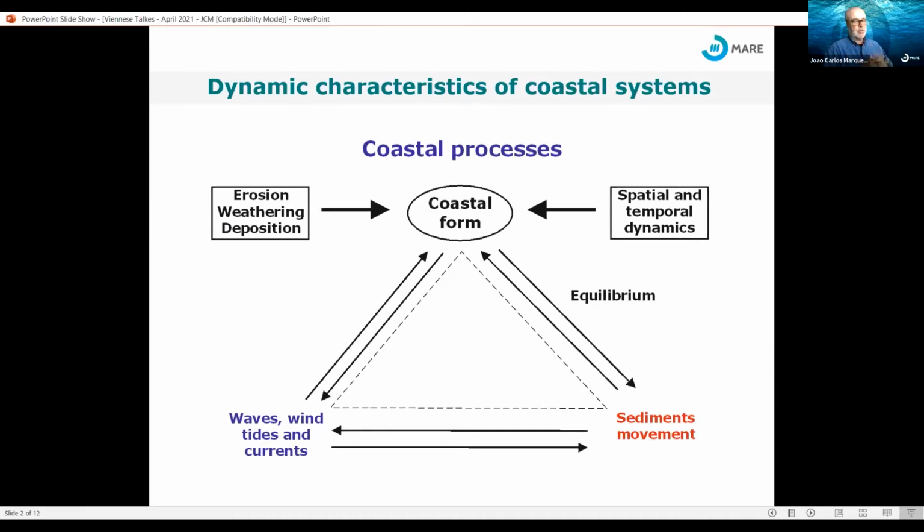workshop, this webinar. When you talk about coastal systems, you talk about something that is complex, because coastal systems depend on coastal processes. Coastal processes are defining the coastal form, basically. They include, of course, erosion, weathering, deposition. They have a particular spatial and temporal dynamics. And what we have acting are waves, wind, tides, currents, sediments, of course, that are controlled by these elements, but also that control the coastal form. All this is supposed to reach a certain dynamic equilibrium.